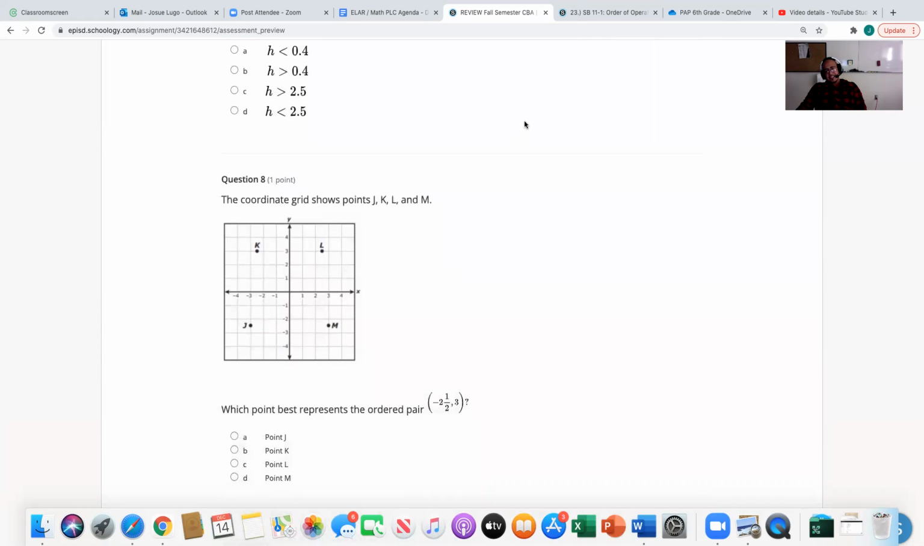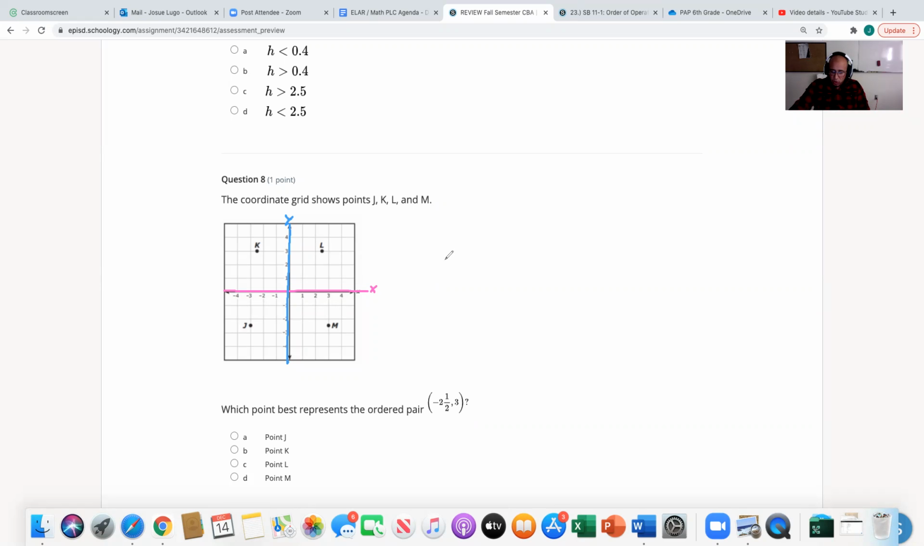Number 8, ladies and gentlemen, the grid. Please remember that a grid has 2 axes. We have the x-axis, which is the horizontal axis. And then we have the vertical axis, which is the y-axis. So we have x-axis, we have y-axis.